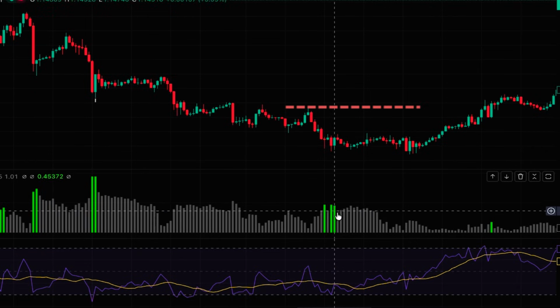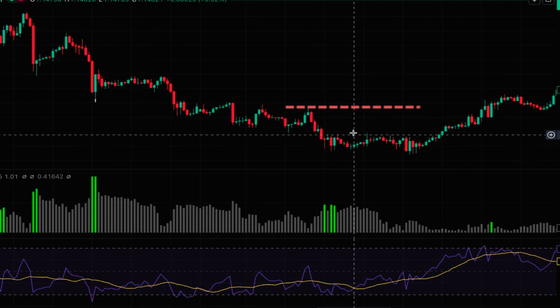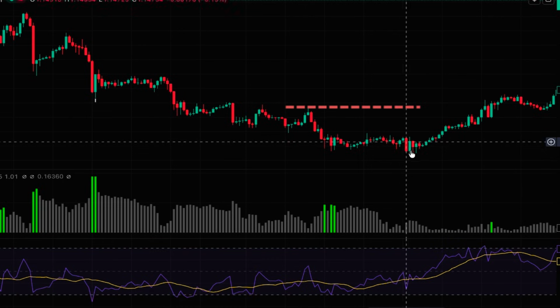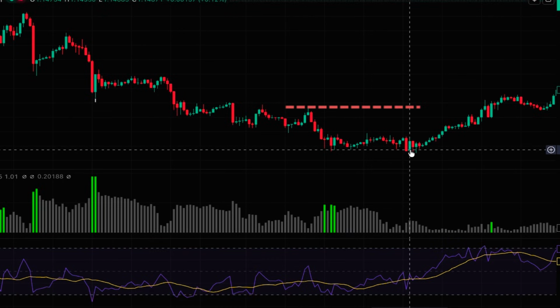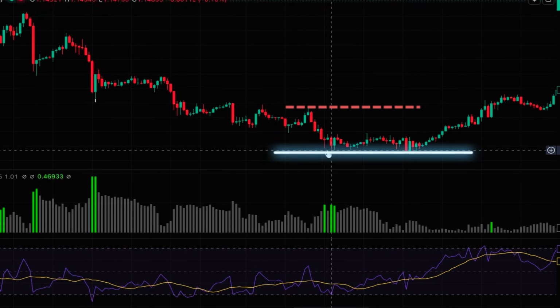After the signal of this indicator, you can see that the price was moving flat and another low is created here, which is at the same level with the previous low.